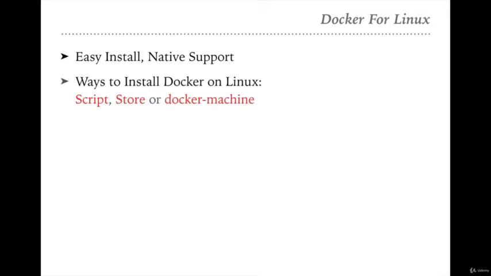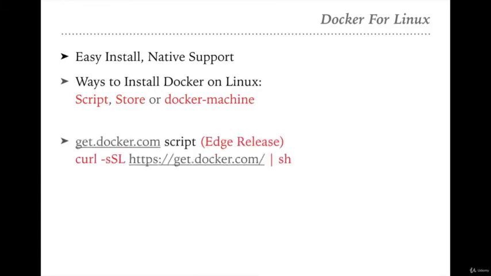There are three ways to install Docker on a Linux machine. The first way is a script, the second is Docker Store, and the third is Docker Machine. We will learn all three ways to install Docker on your Linux machine. The first way is about the script. So how can you use the script to install Docker on your machine?